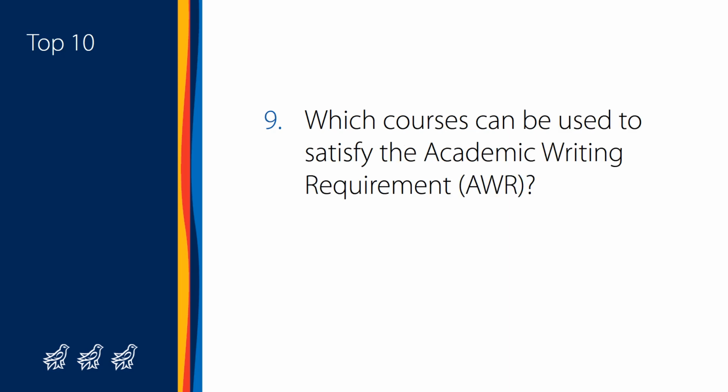Which courses can be used to satisfy the academic writing requirement? There are a few courses. There's ATWP 135, English 146, English 147, and Engineering 141 if you happen to be an engineering student. All of those would meet the academic writing requirement.